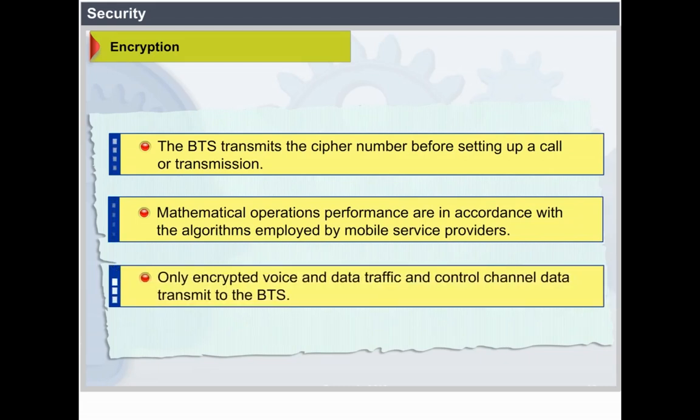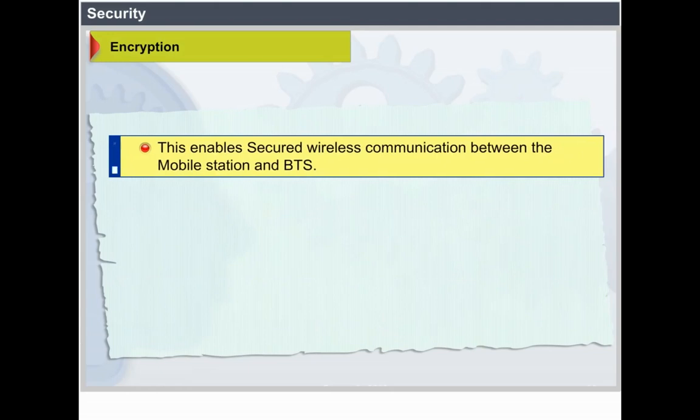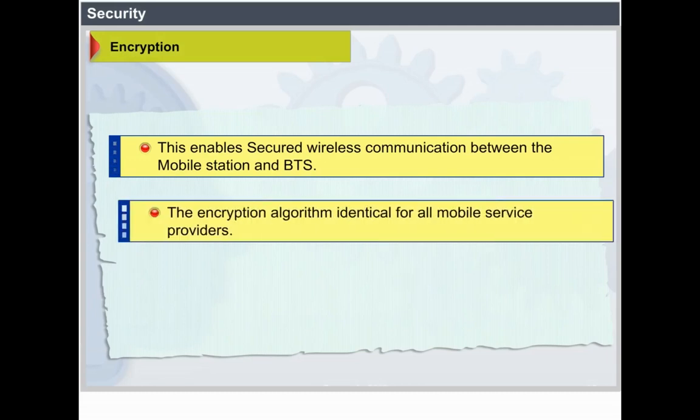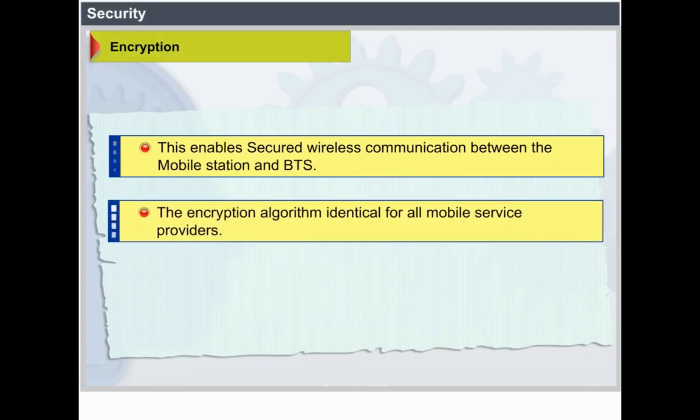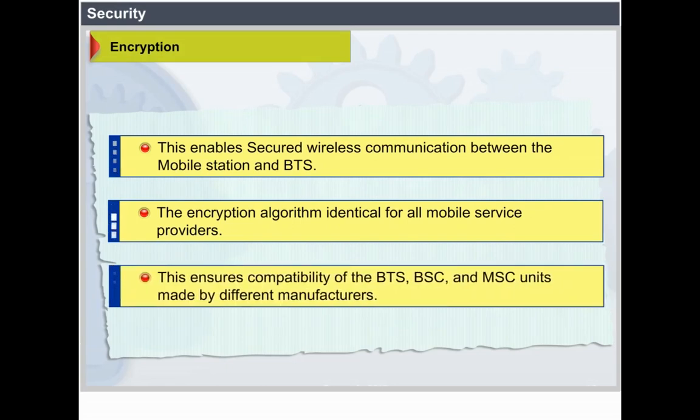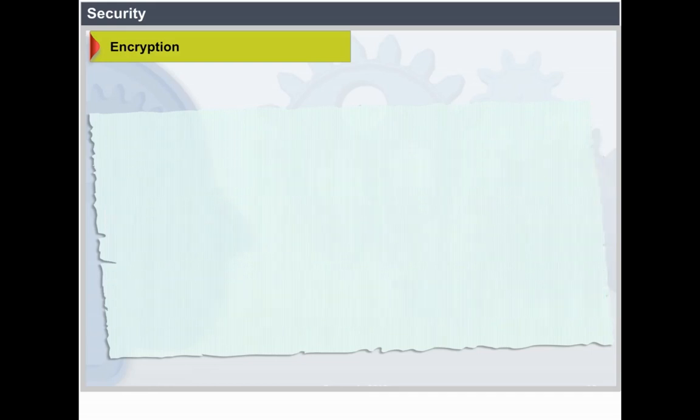Only encrypted voice and data traffic and control channel data is transmitted to the BTS. This makes secured wireless communication between the mobile station and BTS. The encryption algorithm is identical for all mobile service providers. This ensures compatibility of the BTS, BSC and MSC units made by different manufacturers.